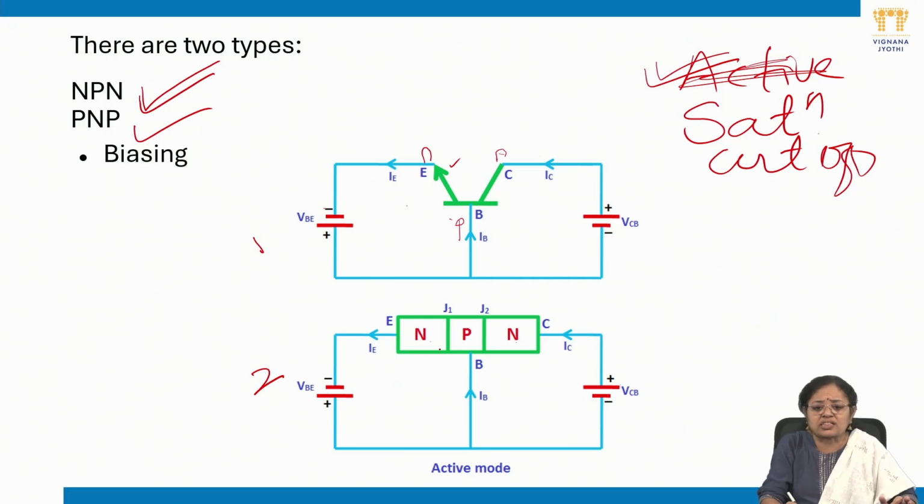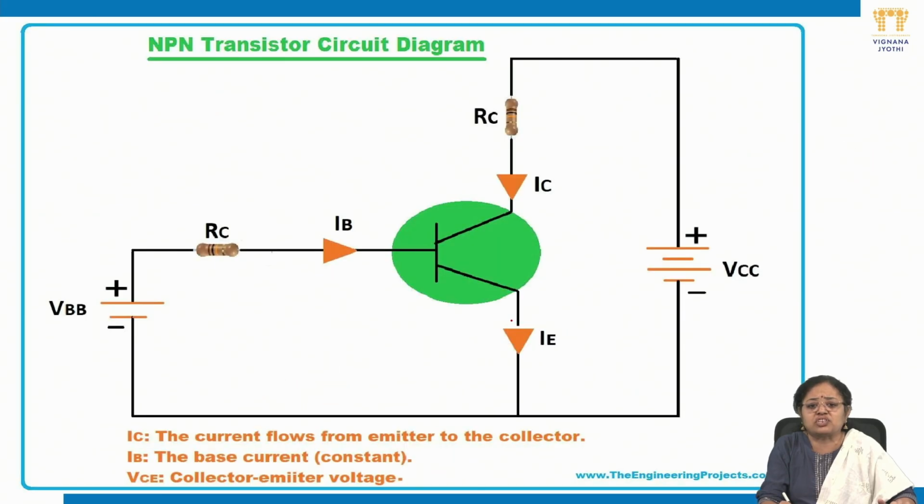Similarly, junction J1 and junction J2 are the junctions between the emitter base and the collector base respectively, inferring that junction J1 is forward biased and junction J2 is reverse biased. Hence, I can conclude that the NPN transistor over here is biased in the active region.